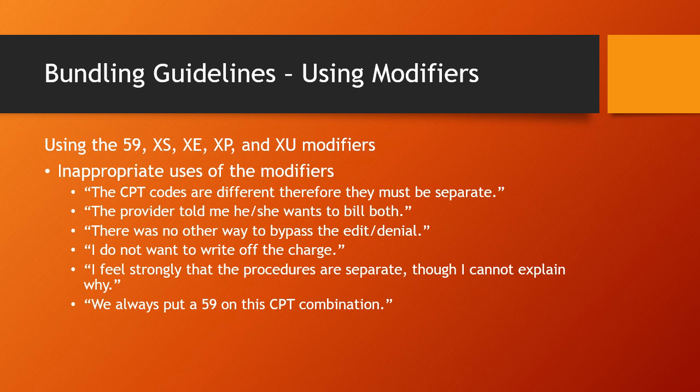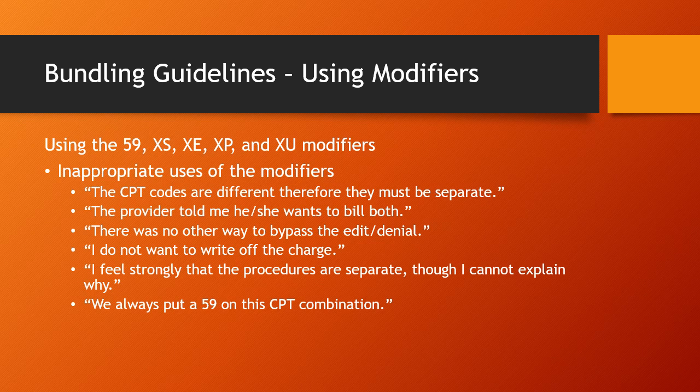The CPT codes are different, therefore they must be separate. The whole idea of bundling and unbundling is that we know there are many, many CPT codes, and sometimes one does include another, so just because I have 2 different CPT codes or HCPCS codes doesn't mean that they're always separate and I just put a modifier on one. The second reason is the provider told me that he or she wants to bill both. Definitely not okay to start putting a modifier on those services because the provider said, no, I want to bill them both. I have to have a better reason than that.